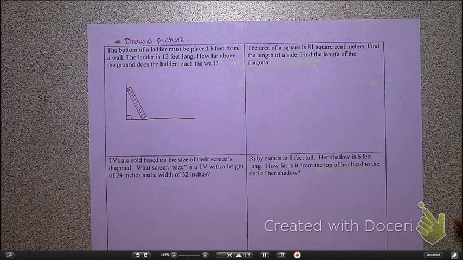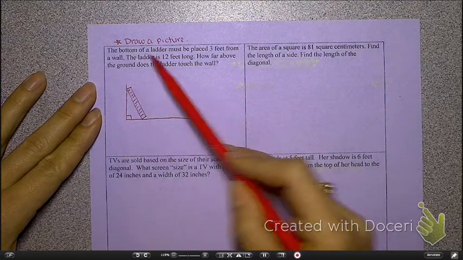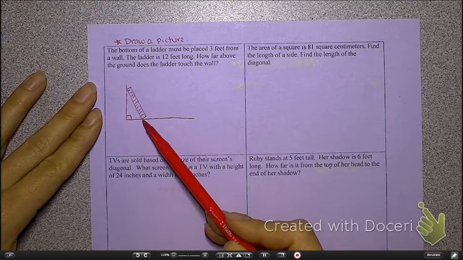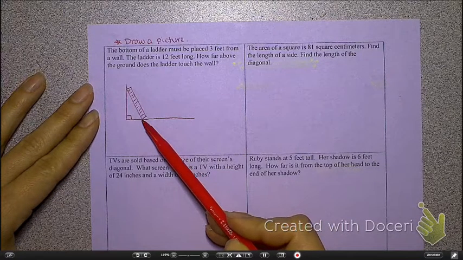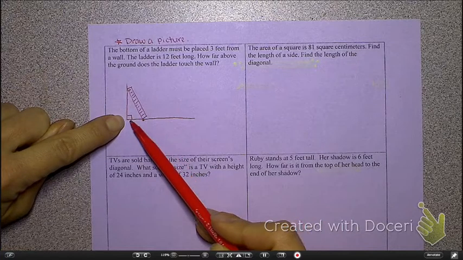All right, so now let's look at the information they gave us. It said the bottom of the ladder, here's the bottom of the ladder, must be placed 3 feet from the wall. So here's the wall, so this distance here, what can I label this?